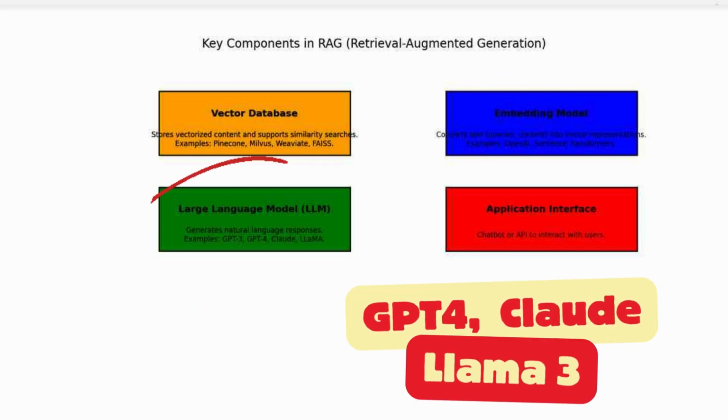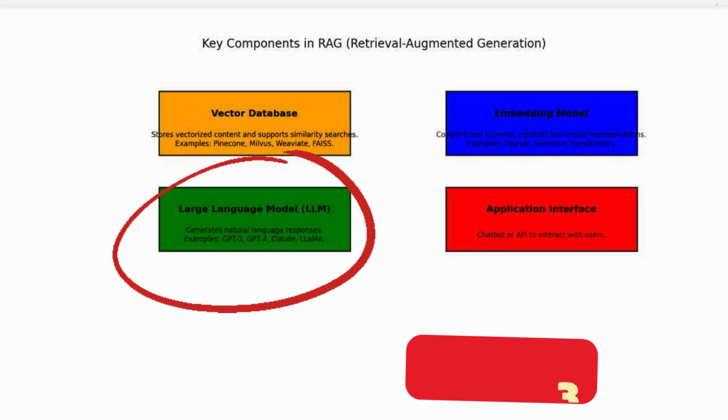Moving on, we have the large language model, or LLM. The LLM is responsible for generating natural language responses. It uses the embedded information to craft a coherent and meaningful response that can be easily understood by the end user. Examples of LLMs include GPT-3, GPT-4, Claude, and Llama.